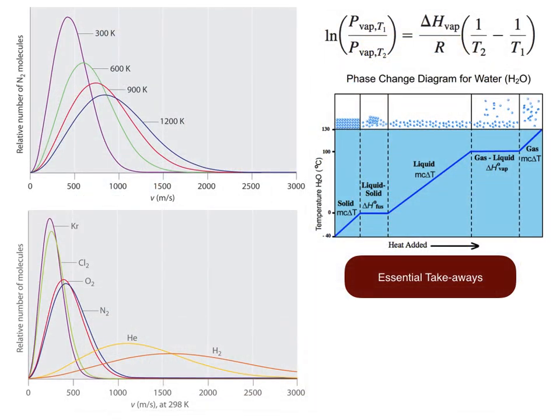The essential takeaways of this video relate to the kinetic energy distributions at a given temperature of a given substance, the equilibrium vapor pressure and the Clausius-Clapeyron equation, phase change diagrams, and the application of Q is equal to mc delta T, and phase diagrams at various temperature and pressures for different substances.